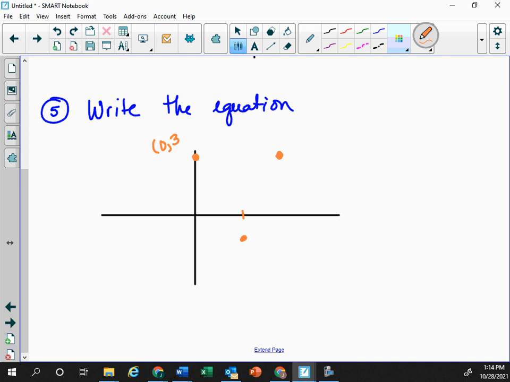So this is the point (0, 3). Three pi over 4, negative 1. And 3 pi over 2, 3. So I give you a little piece of a graph, and I want you to try to write the equation of it. It's easiest as a cosine equation.